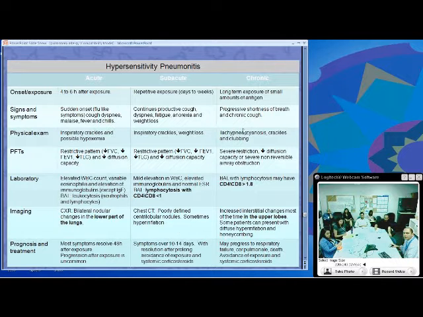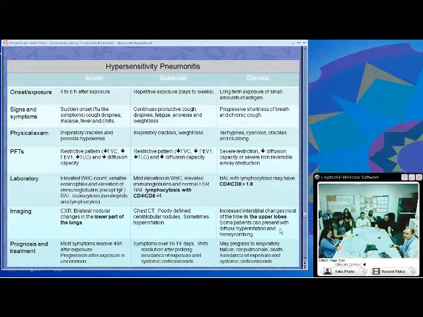And then finally, the chronic exposure is a little different, because this one has a more insidious process with the chronic cough. Most of the time it's a dry cough, a shortness of breath, and they may develop hypoxemia. They may develop clubbing on exam. Have very, very severe restrictive lung disease.